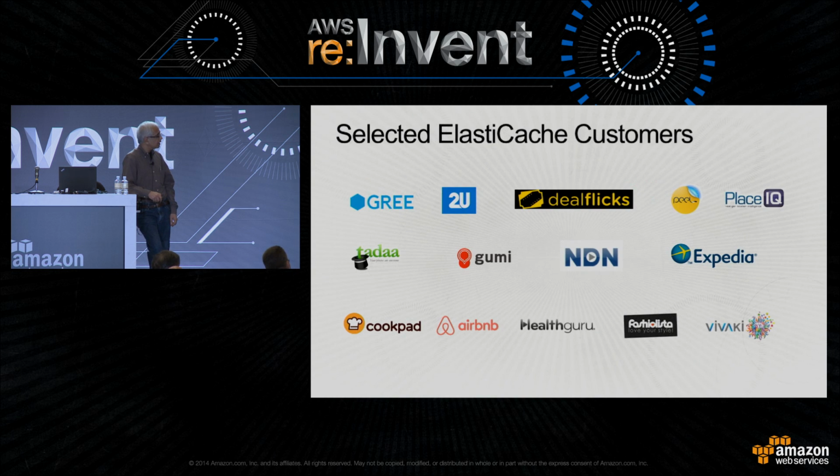And the service has done really well for us. It's being used by some of our very large customers. Expedia uses it. Gumi is a gaming company in Japan that uses it. Gree is a gaming platform in Japan that uses it. And many, many other companies like Airbnb, which is an amazing startup.